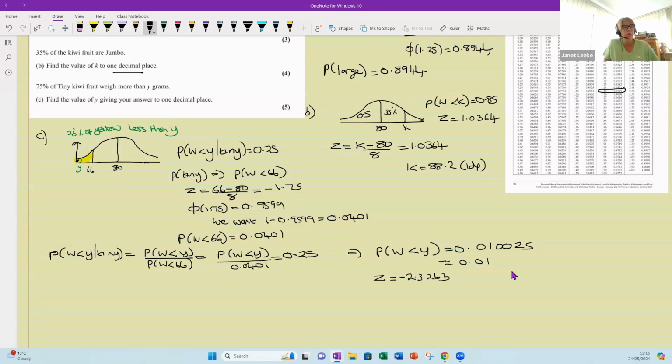All I've got to do now is put this into my standardizing formula. I don't know Y, I do know everything else. And that tells me that Y is equal to 61.4 to 1 decimal place. Just take the 8, multiply it by the minus 2.3263 and add 80. Your final step is to just check that that looks right. If I've got an answer greater than 66, for instance, I know that can't be right. Look at my answer, 61. It looks in the right region, confident that that is the correct answer.